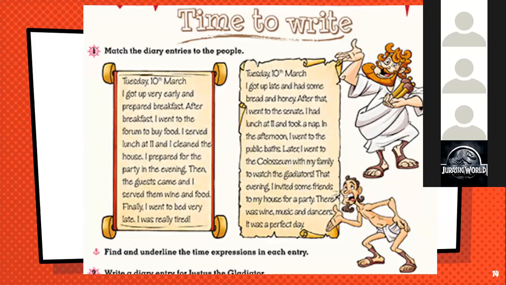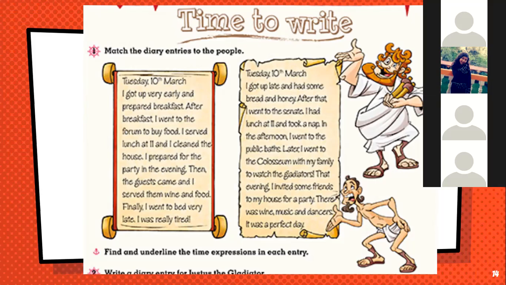Okay, thank you, Ariela. So let's see, this one is information. In that case, the instructions say that we match the diary's entry to the people. We have two people, yeah? If you see on the slide. The first one says, Tuesday, March 10th. This one is the date. I got up early and prepared breakfast. After breakfast, I went to the farm to buy food and I served lunch at 2.